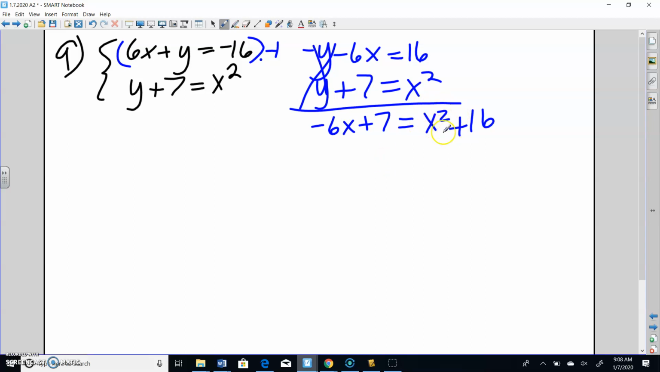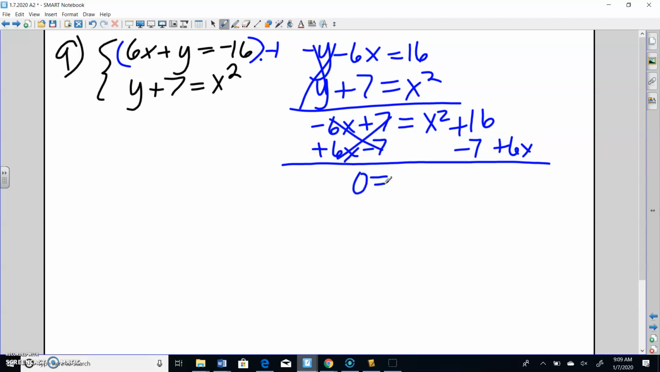Since my x squared is here, I'm going to leave that where it is, and it's positive. I'm okay with working with it that way. I'm going to add 6x over, and I'm going to subtract 7 so that I get 0 on the left. So I'm going to add 6x here and there, and subtract 7 there and there. So now on the left, I just have 0. On the right, I have x squared. I'm going to put my x next. 6x plus 9. Okay.